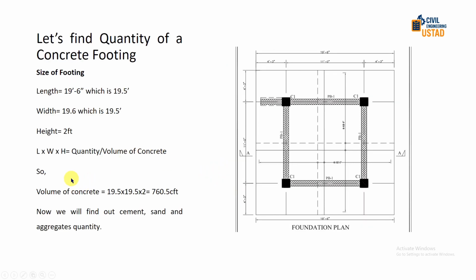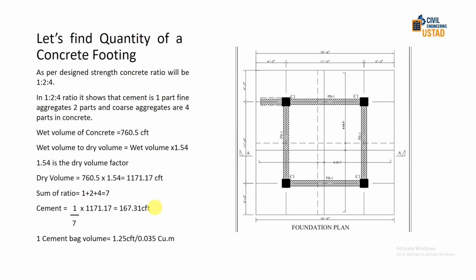So the formula to find the quantity is length into width into height. So let's multiply these. The length is 19.5 feet, width is 19.5 feet and the height is 2 feet. So the quantity is 760.5 cubic feet.